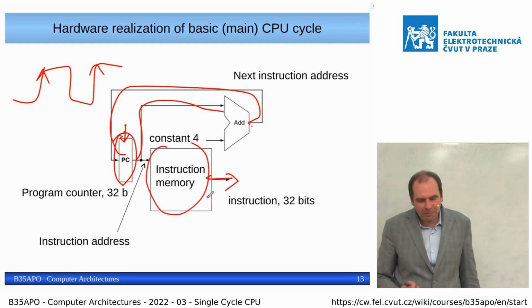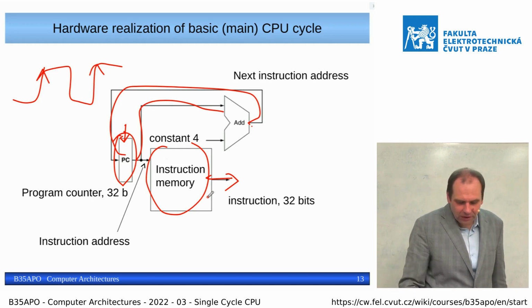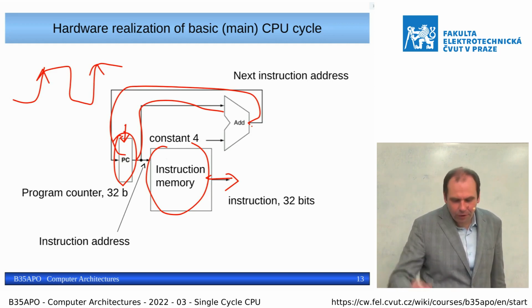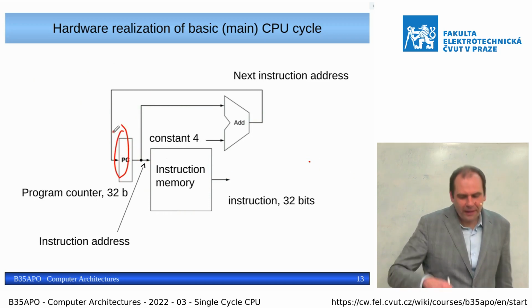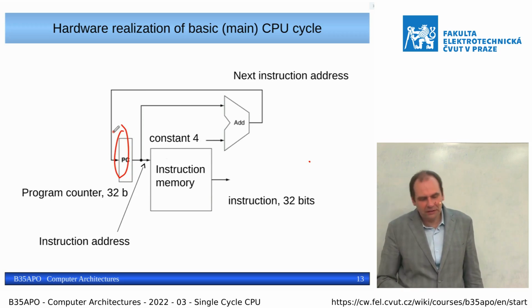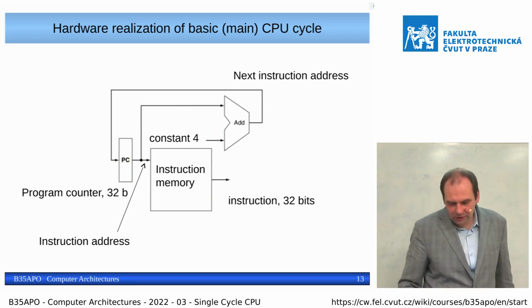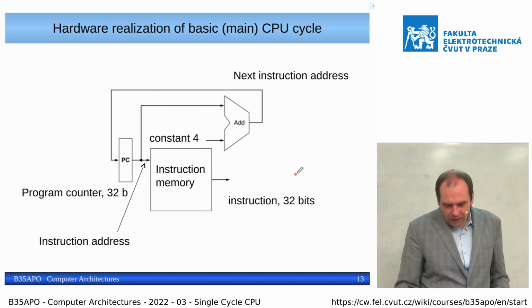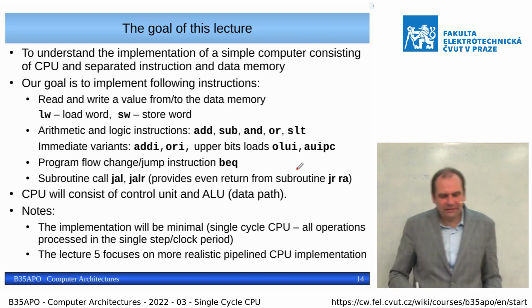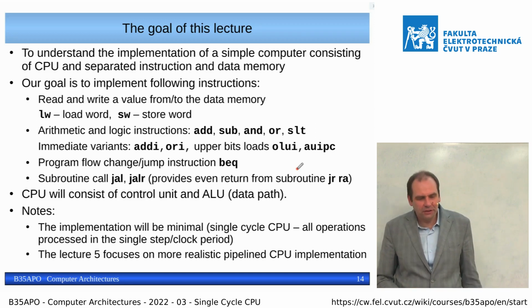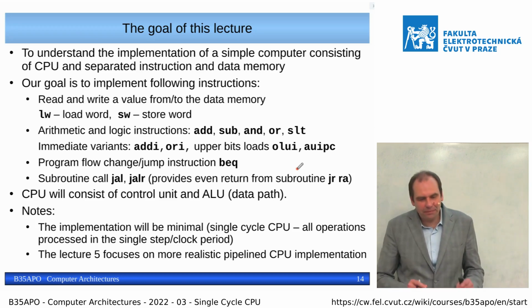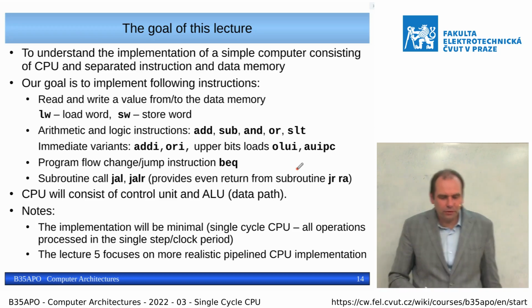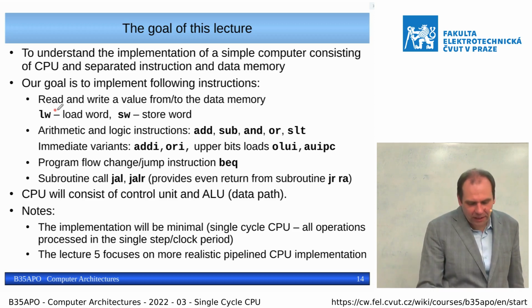Okay, if we want to have some branches and so on, then it starts to be a little more complex. But for the start, when we have only a sequence of operations, then basically we can have this register, and at each clock cycle we advance it by 4, read the instruction and execute it. Now we need to look at some instructions. The goal of this lecture is to understand how we can build a very simple single cycle processor which can execute a basic subset of the instructions which allows us to build relatively complex algorithms.